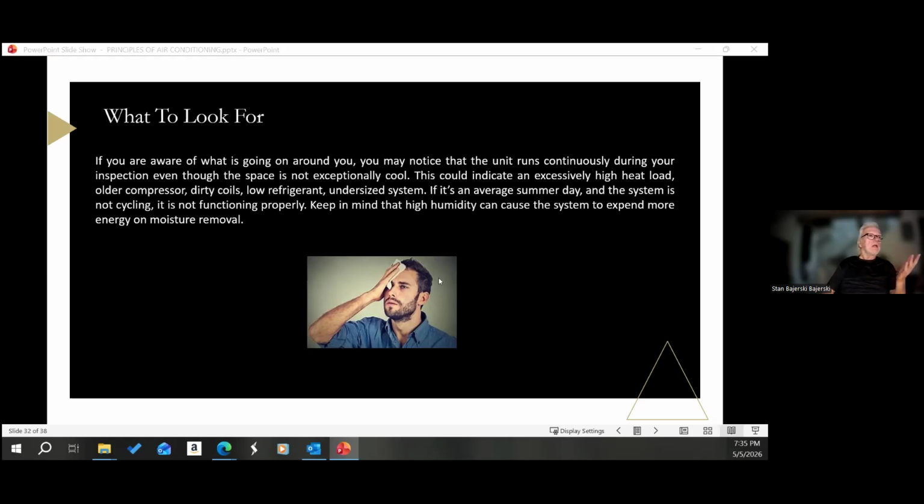It could indicate an excessively high heat load, an older compressor, dirty coils, low refrigerant, or an undersized system. If it's an average summer day and the system is not cycling, it's not functioning properly. Keep in mind that high humidity can cause the system to expend more energy on moisture removal, so you really need to be aware of a lot of these things. But if we see an older unit, I call it out right away. I tell them to have somebody come in, because there's no way a 20-year-old unit is running as efficiently as it did when it was brand new.